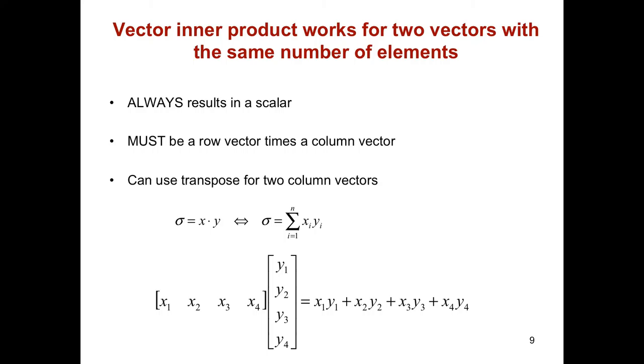Yes? It says you can use transpose for two column vectors, but what about two rows? Yes. So one of them has to be transposed so that you have a row times column. So it could be a trick question, essentially. Though if you just look at this formula, it works the moment you have the same number of elements. But this formula means that I have to have a row times a column.